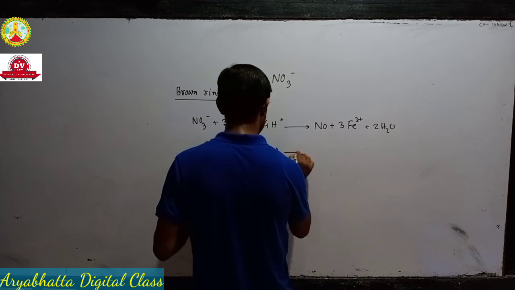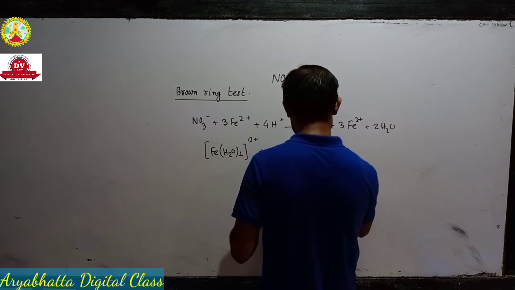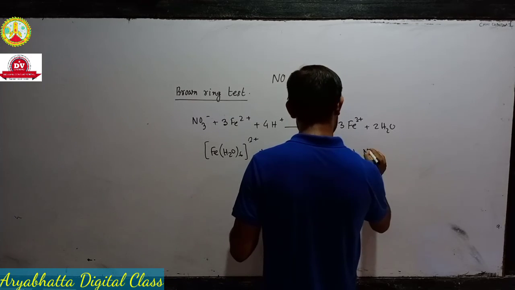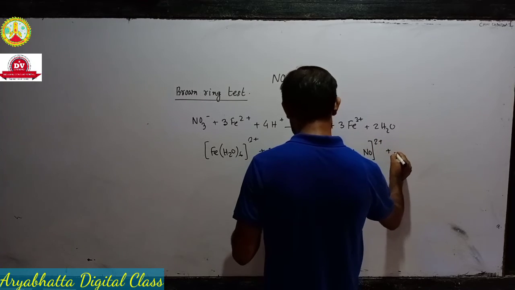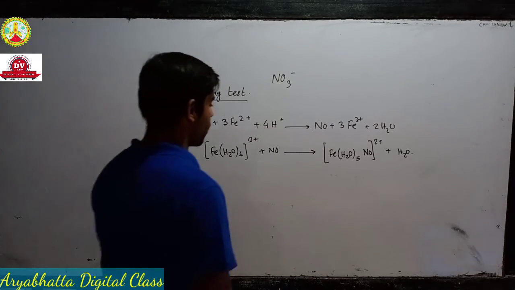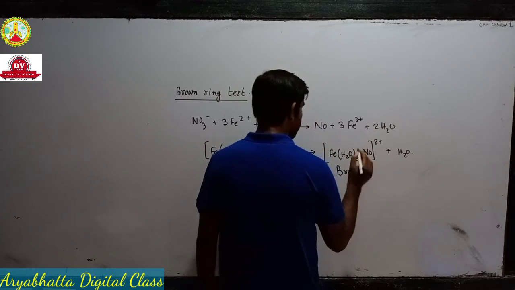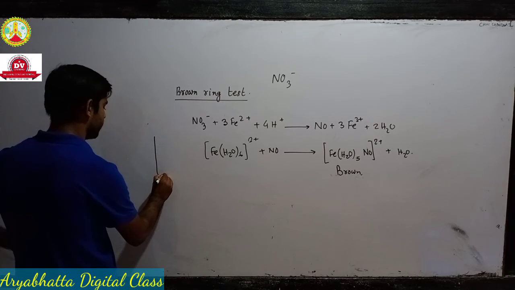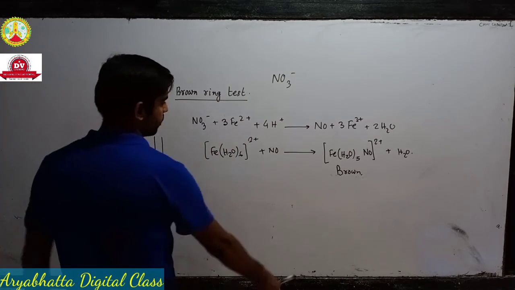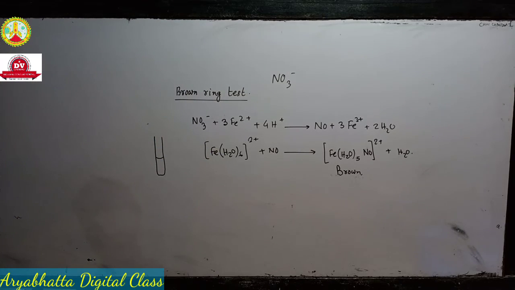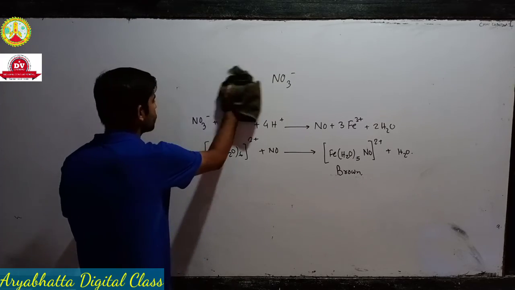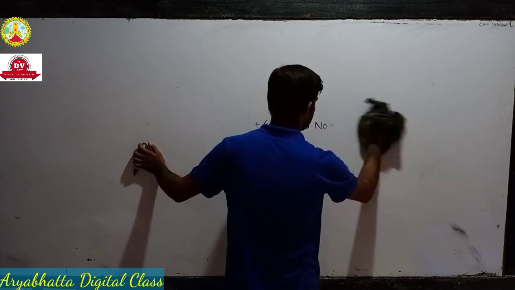And this NO, when it reacts with this, forms a complex plus H2O. Okay, and this is brown. So in this test, what happens is, there is a test tube, and in this test tube there is liquid, and a very beautiful brown ring is produced. That ring is this pentaaquanitrosoiron(II), by iron. Okay, so this is the brown ring test.